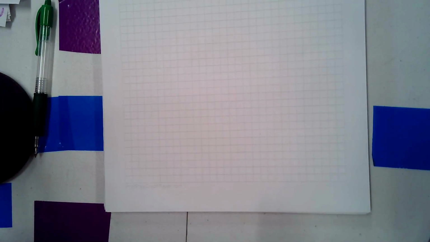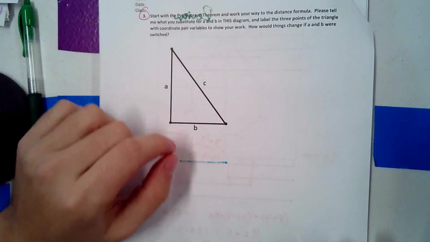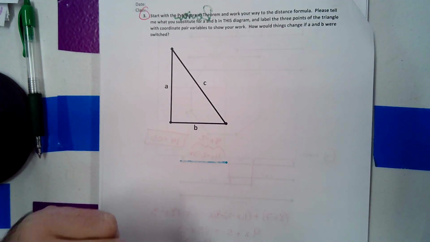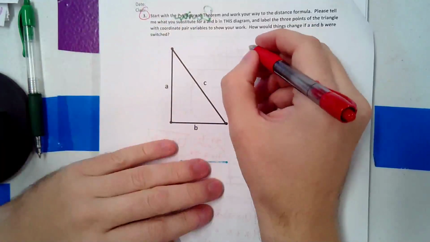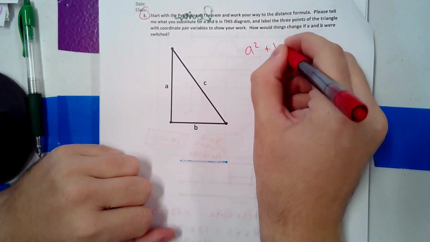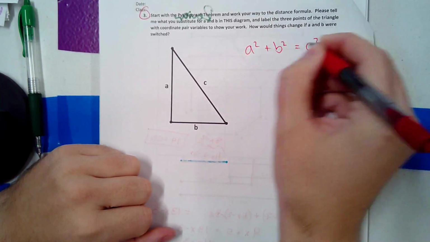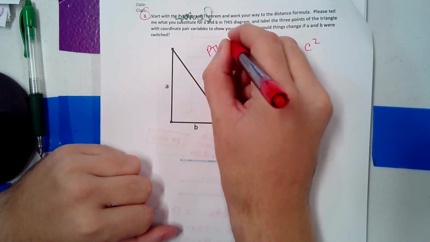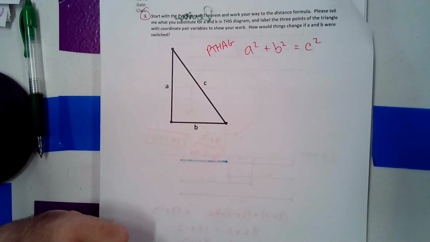Number 3. All right, so here's what it says. Start with the Pythagorean theorem. So step 1, start with Pythag. What's Pythag? Nailed it. So that's Pythag. Call it what it is. Work your way to the distance formula.